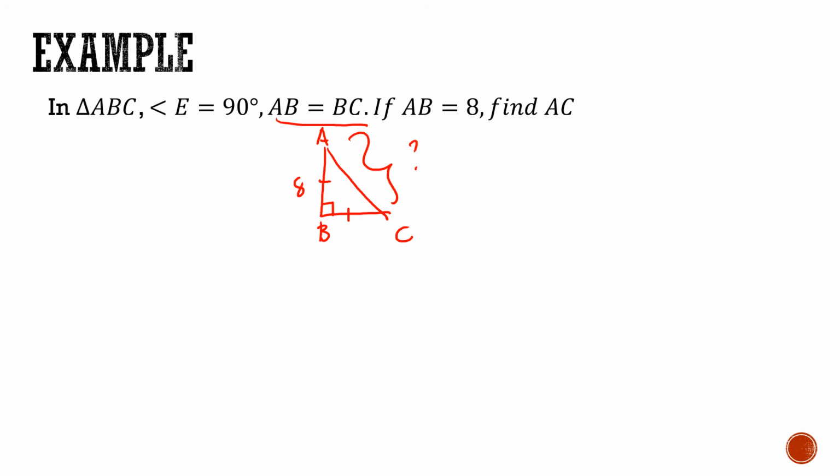So this is an example of a 45-45-90 degree right triangle. It states that the measurement of the hypotenuse is equal to the square root of 2 times one side of the given triangle. So AC is equal to BC times square root of 2. Since AB is given, we can say that AC is equal to 8 square root of 2.